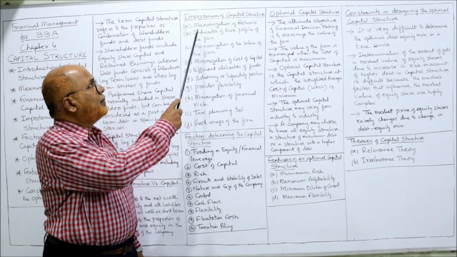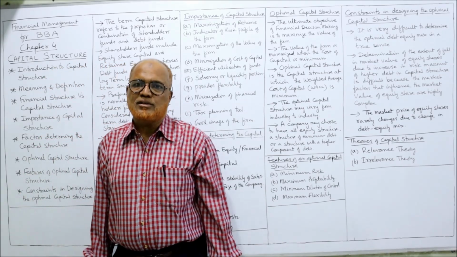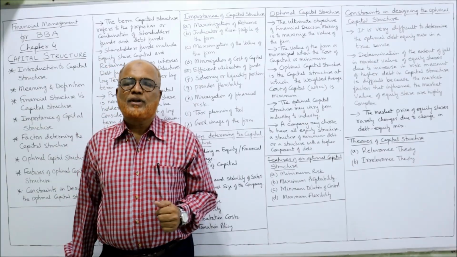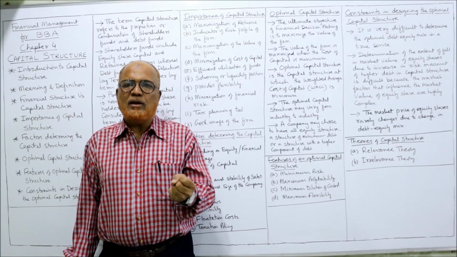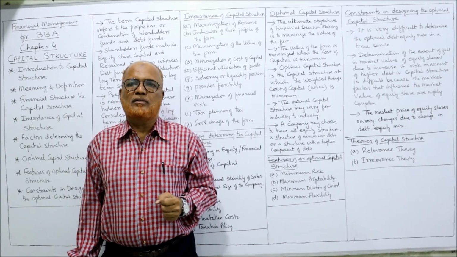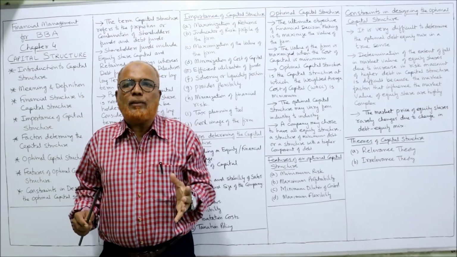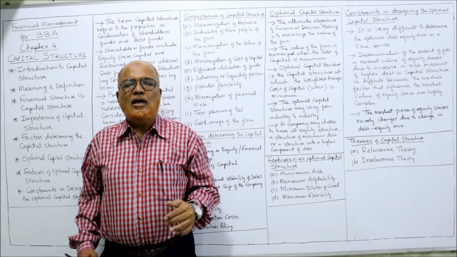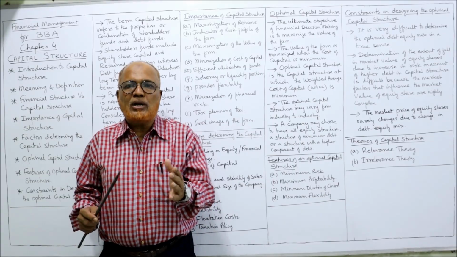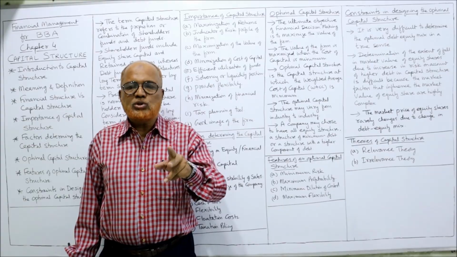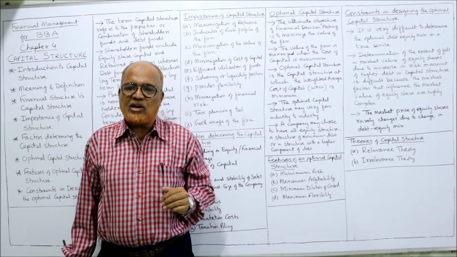So first of all, maximization of returns. Returns in the sense of income or profit. Every business, every company wants to maximize the returns, maximize the profit. So by making a proper capital structure, the returns will get maximized. In simple words, we can say financial leverage or trading on equity. These two terms mean the same: trading on equity or financial leverage.